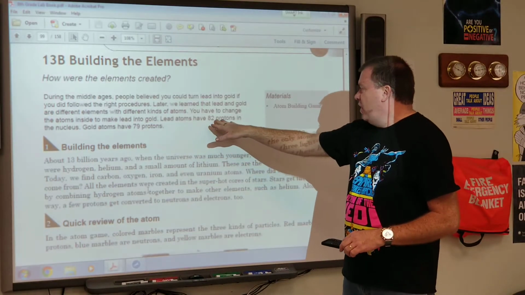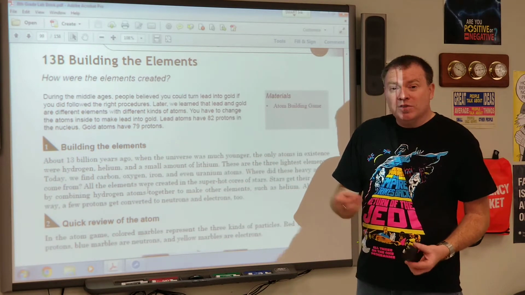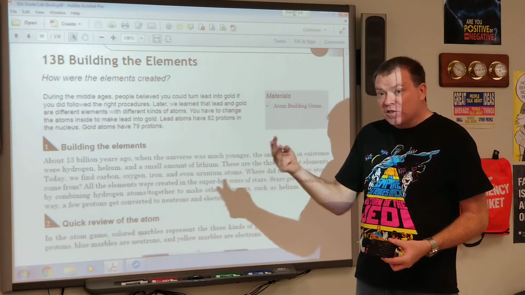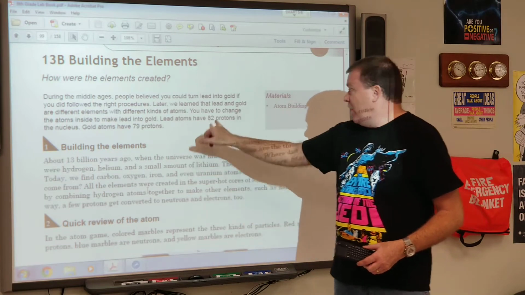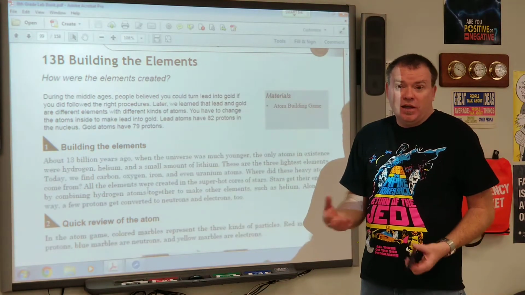It says lead atoms have 82 protons, gold atoms have 79. So if I have lead and I want to make it become gold, somehow I have to make each atom lose 3 protons to get it down from 82 to 79. There's just no way to do that chemically.